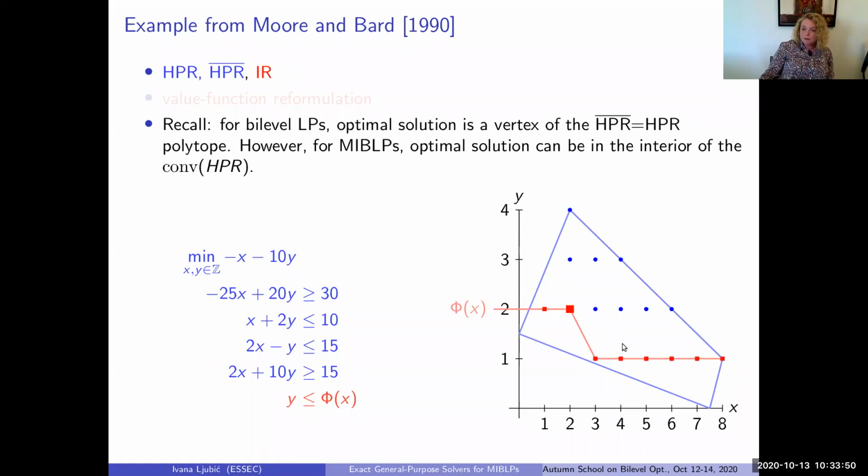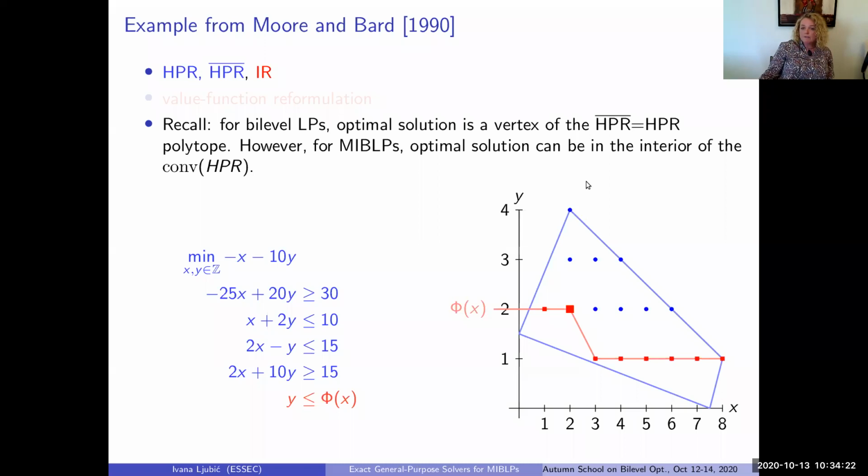So remember from yesterday, from what Martin told you, first of all, if we are solving bi-level linear programs, then of course there are no integrality conditions, so HPR bar is equal to HPR. What Martin also told you is that in this case, the optimal solution of the bi-level LP will be a vertex of the HPR relaxation. Unfortunately, this is not the case for us.